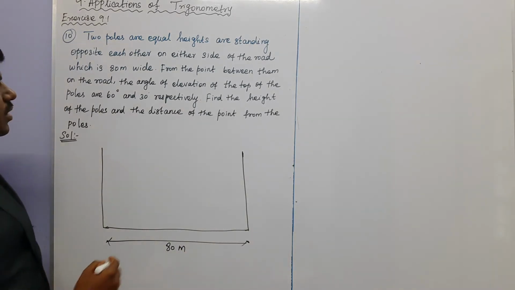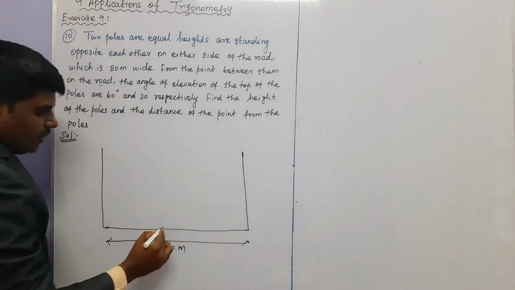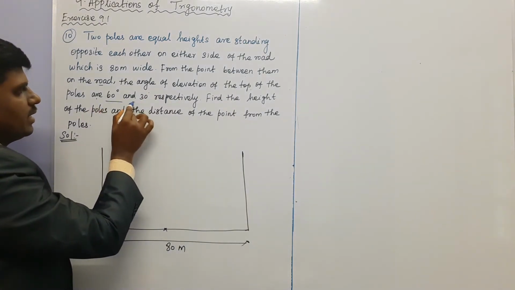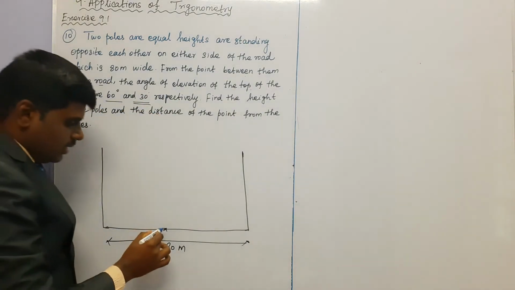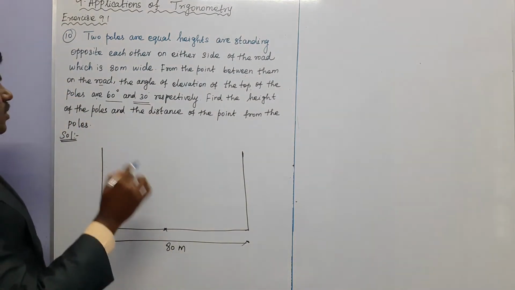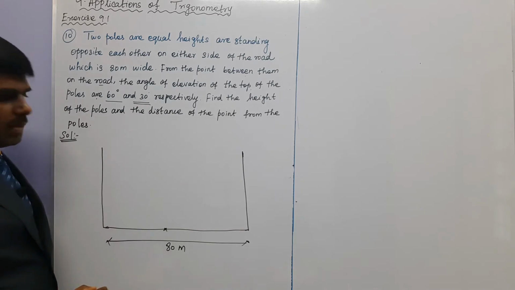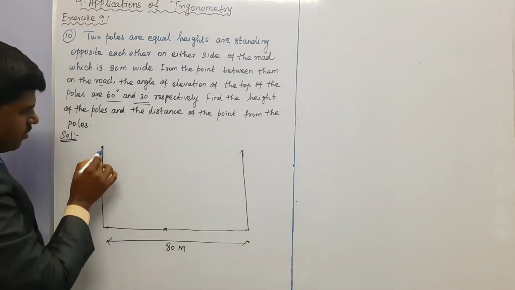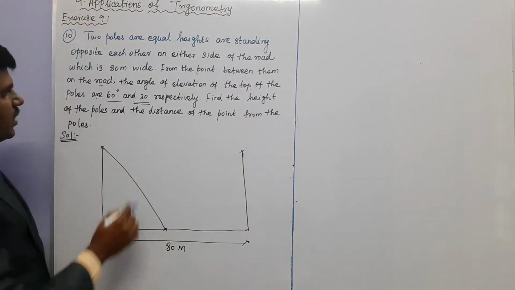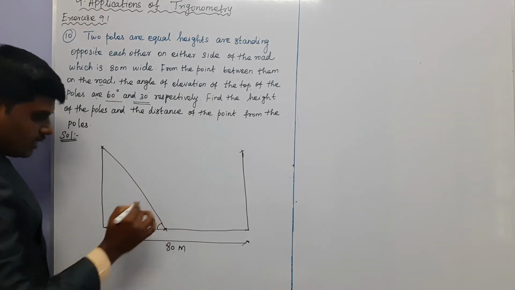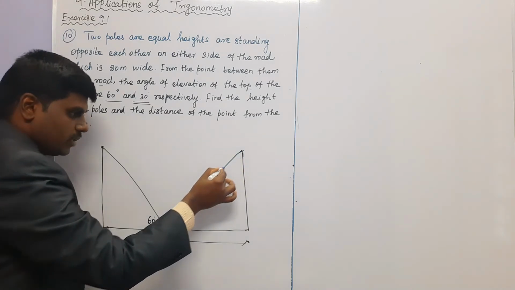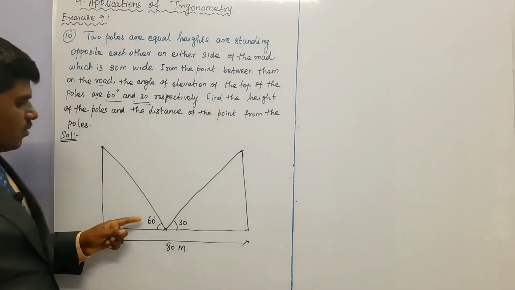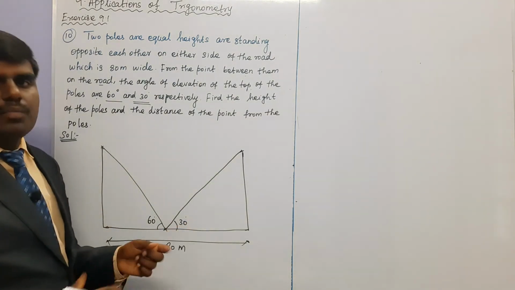Now, from any point on the road, the angle of elevation of the top of the poles is 60 degrees and 30 degrees. You observe the top of one pole at 60 degrees, and the top of the other pole at 30 degrees. Suppose the first is 30 degrees, the second 60 degrees; no problem, you can choose any one.